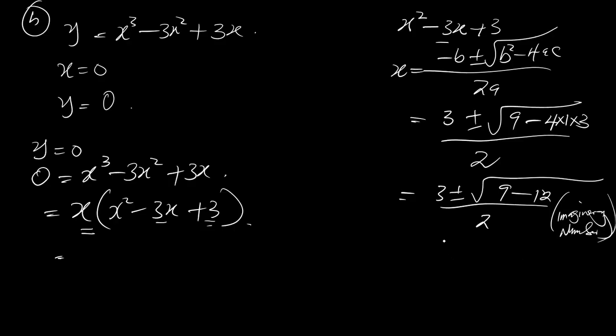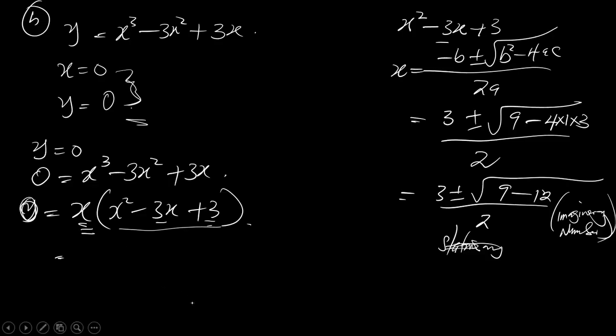So there are no stationary points here, there is no point where y is equal to 0. So the only condition is x equal to 0, which is this one. So that is the only condition. Now let's look at the stationary points.